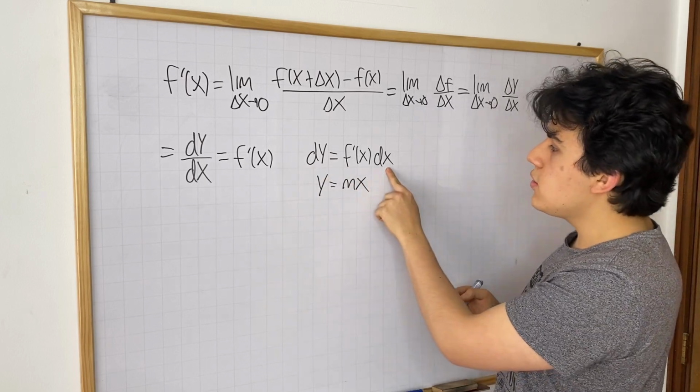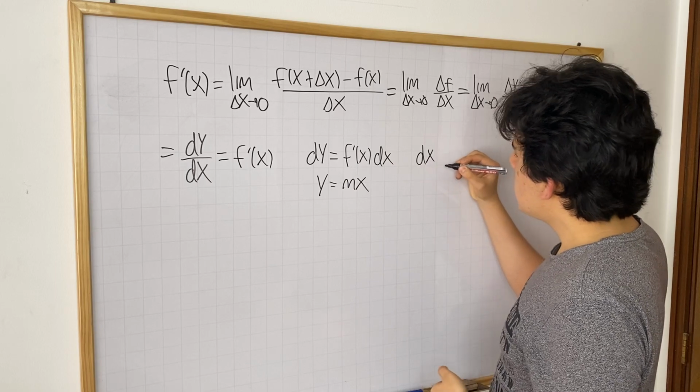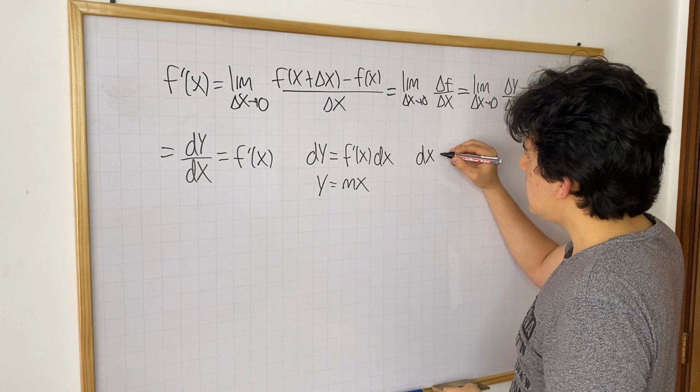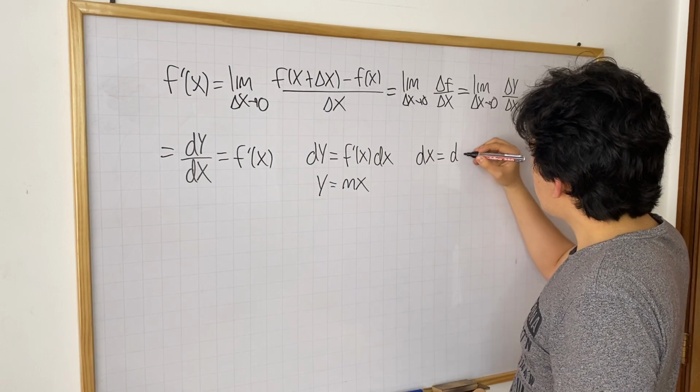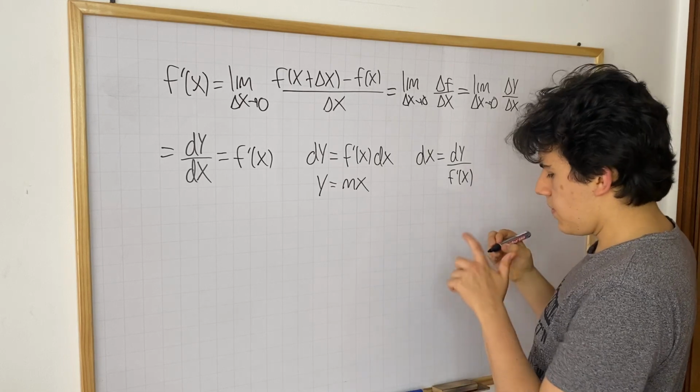And of course, you could also have the differential of x, okay? Since we're treating this fraction as a simple ratio of two numbers, you could say that dx is going to be equal to dy divided by f prime of x, okay?